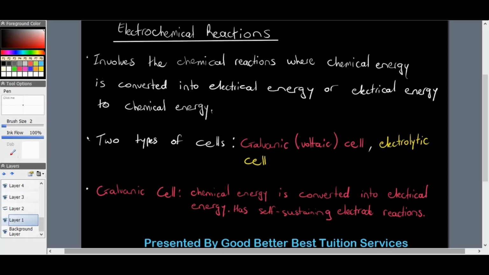Now, what is the galvanic cell? The galvanic cell is where chemical energy is converted into electrical energy. So we are using chemical reactions to induce or generate an electric current. That is very much possible, and that's what happens at the cell.